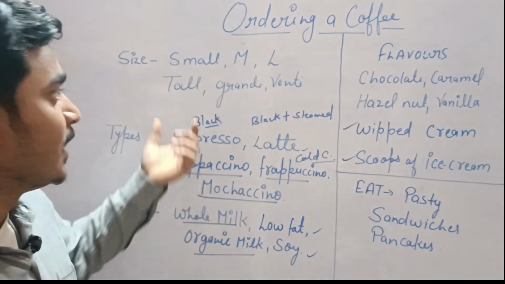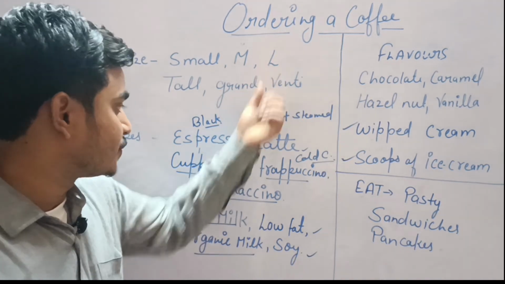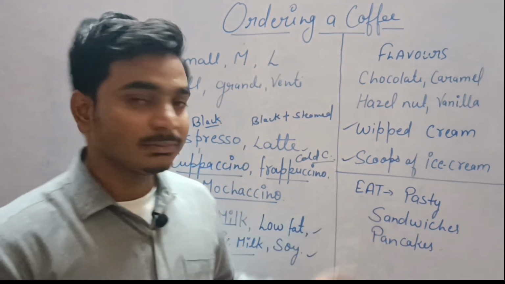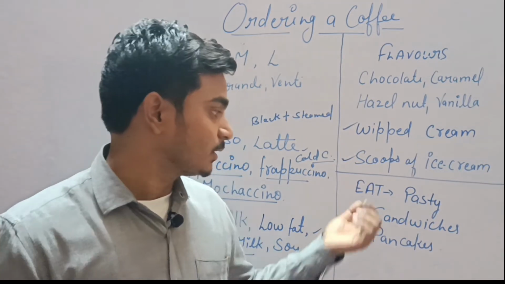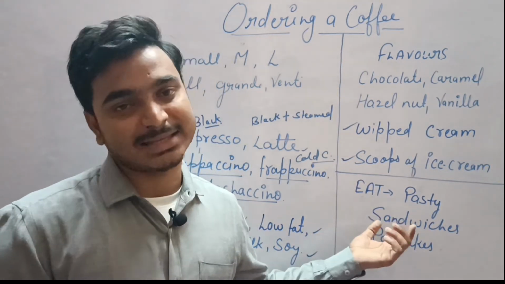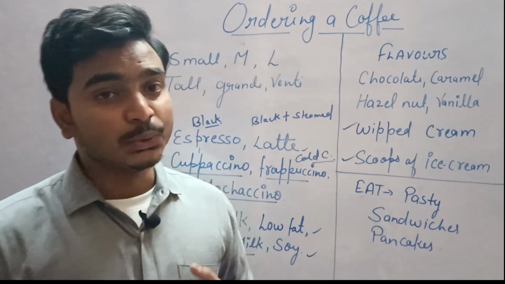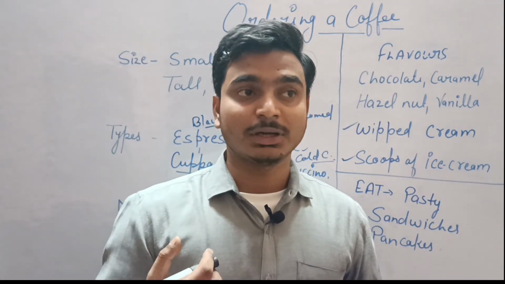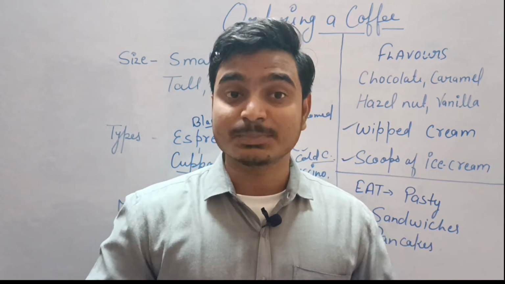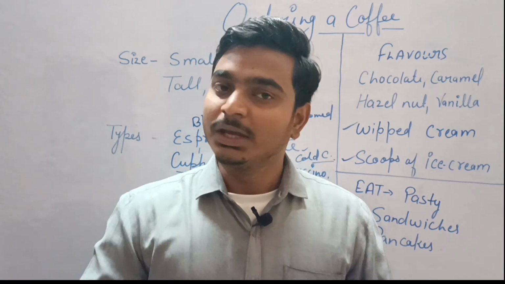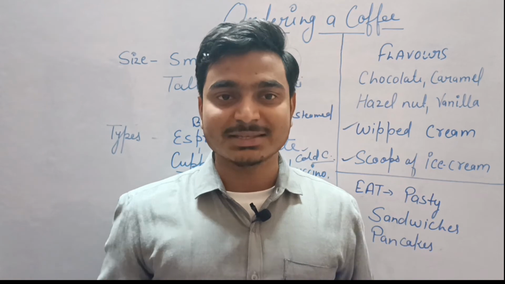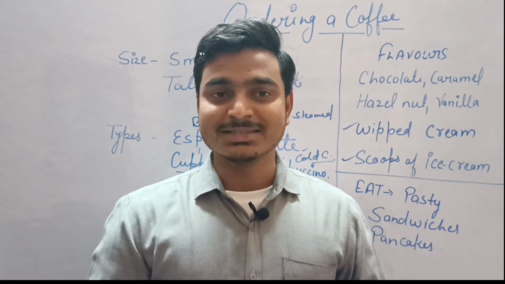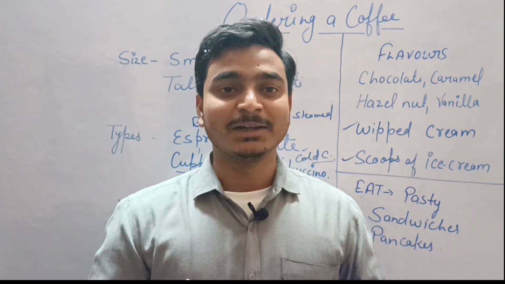Or you can also say, I would like to have a large espresso, and if you want to eat something, you can also say, I would like to eat a sandwich. By this, you can order your coffee, and if you want to speak or order in English, you can follow these structures and phrases, and you can order your coffee with full confidence.